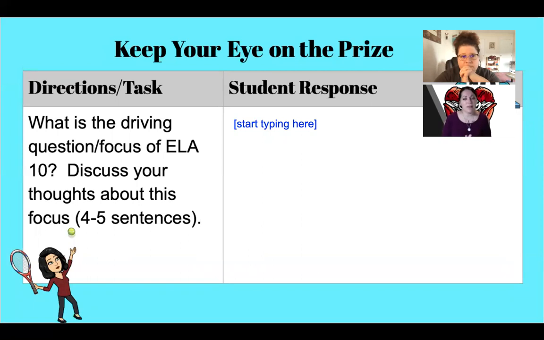So there is a driving question that we have for our 10th grade year. We talked about it a little bit, something that is going to drive the direction of the class. It is what we focus on. It is the focus of our class. So not only do we want you to tell us what that is, but we also want you to give us about 4 or 5 sentences about your thoughts about whatever our driving question is. Notice how she emphasized the words driving question and focus. So look for those clue words, use those context clues, because they're in there.